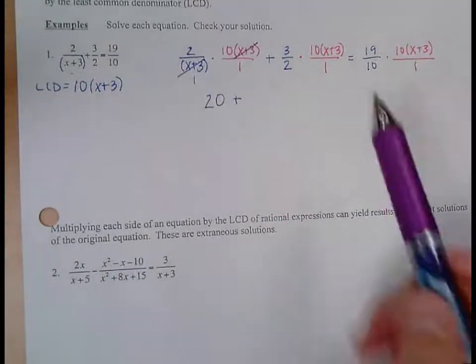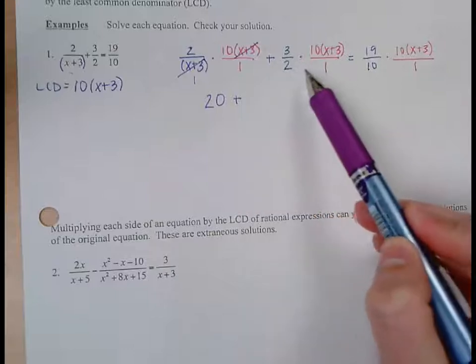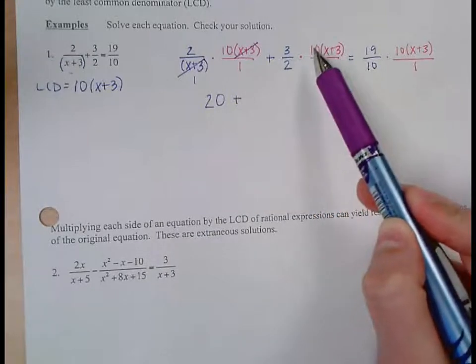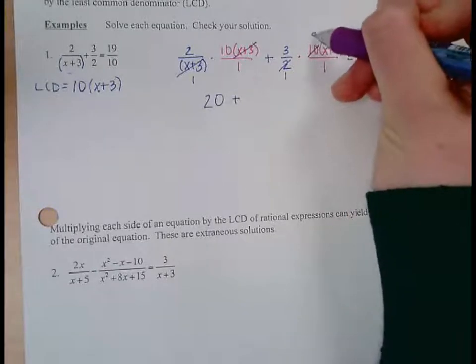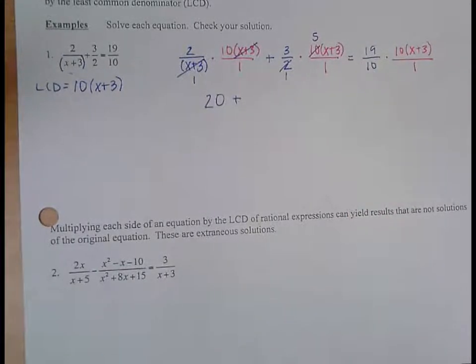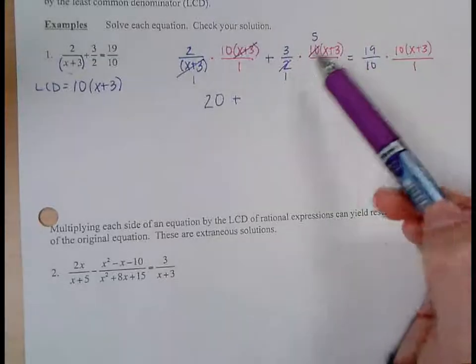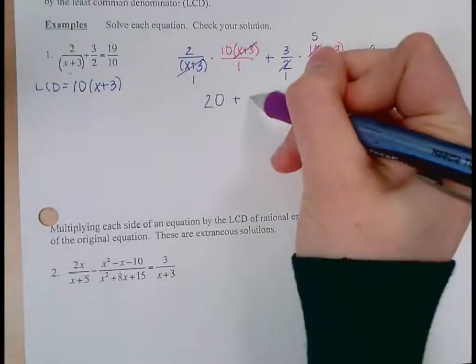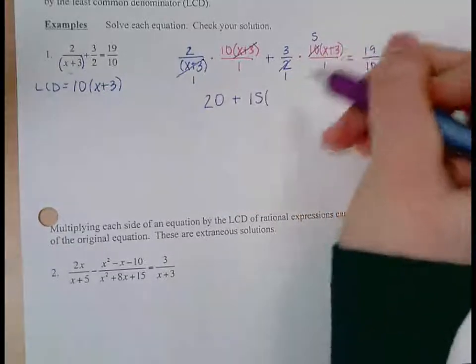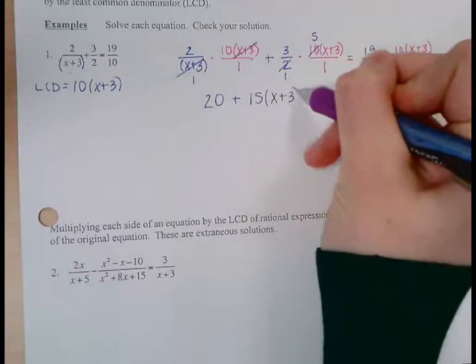Then I carry down the plus sign. For the next fraction, I can cross simplify the 2 and the 10. So the 2 would cancel to be a 1. The 10 would be divided by 2 is now a 5. And then if I multiply across, I would have 3 times 5, which is 15, and I still have the quantity x plus 3.